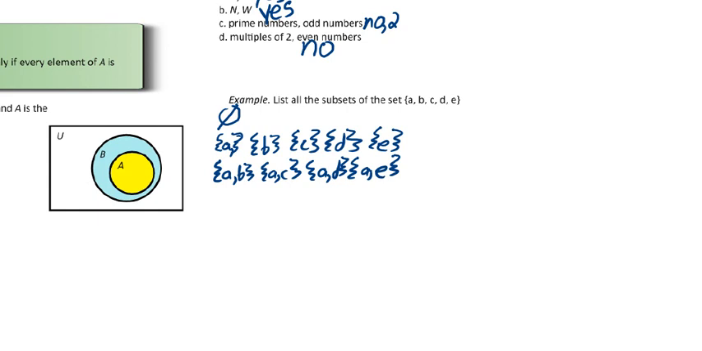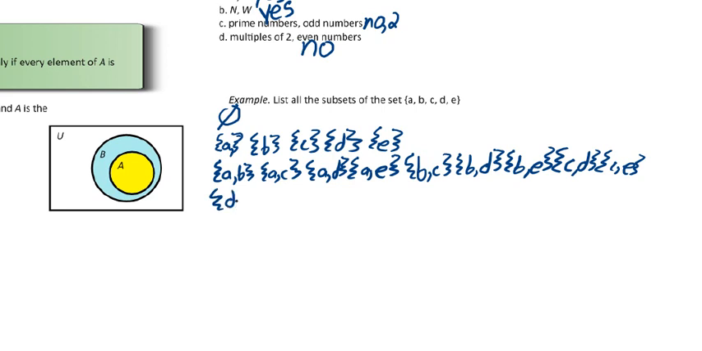Next, I could start with B. I already have B with A, so I can have BC. I could have BD. I could have BE. That's all the ones that start with B. Then I could have CD, CE, and then I could have DE. So that's all my subsets there.